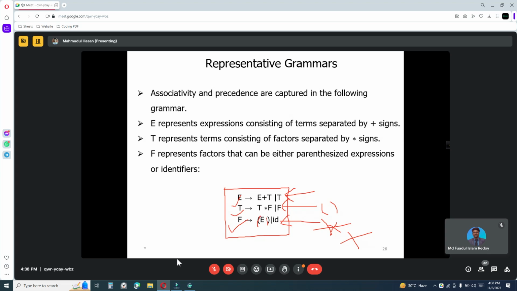Yes. So here the precedence of the first bracket is the highest. That's why it is at the lowest level. Then the precedence of star, that means multiplication, then the precedence of plus. That means the higher the precedence, the lower the level. If you think about the level, this is the lowest level, then this one, then this.